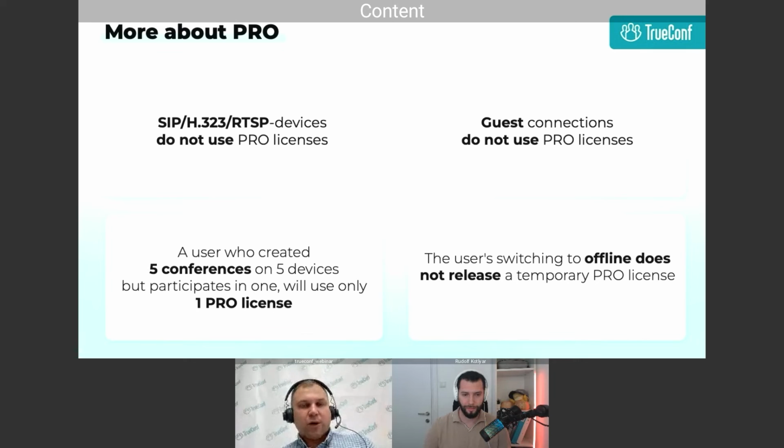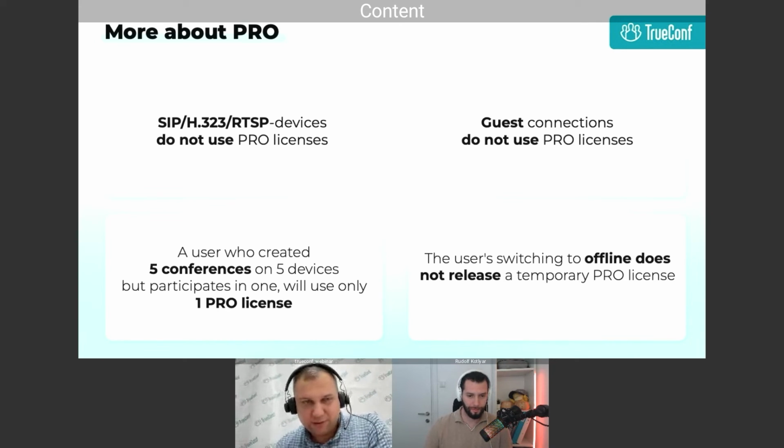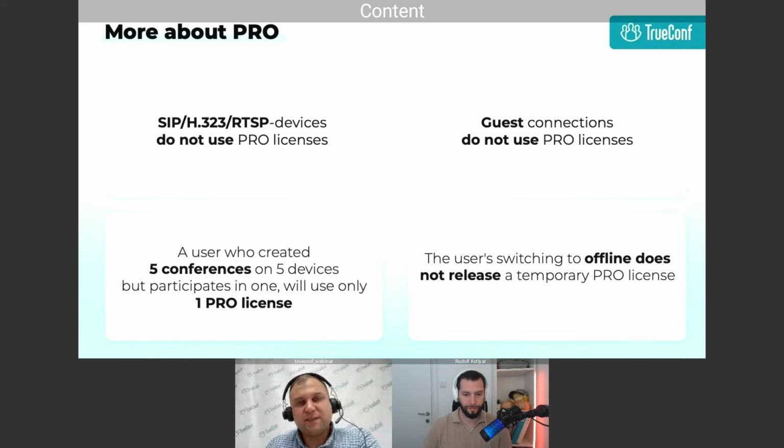That's important. However, if the user goes to offline status, this is different from an online user. The pro license will not be released. So if an online user goes offline, the online license is released. If a pro user goes offline, the pro license is not released until 24 hours have passed. You get it. And for SIP, H.323, RTSP devices, we do not consume pro licenses. Even if you register your desk phone on TrueConf Server, and it will consume an online license because of successful authentication, we will not consume a pro license. That's important.